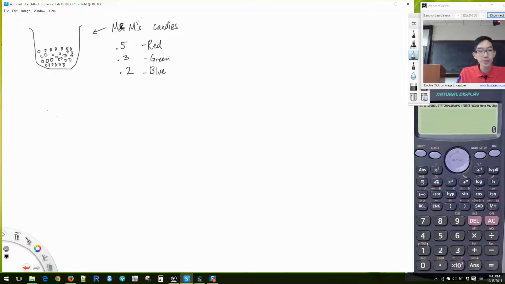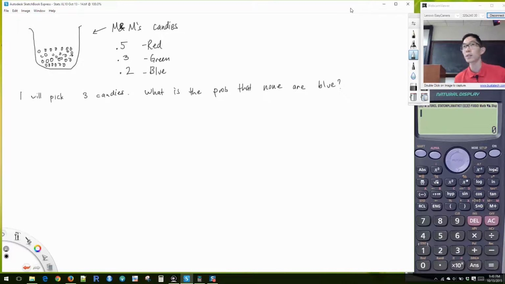Okay, so here's one that we can deal with. I will pick 3 candies. What is the probability that none of them are blue? So I'm going to get 3 candies, and I want to know what's the probability that none of them are blue.